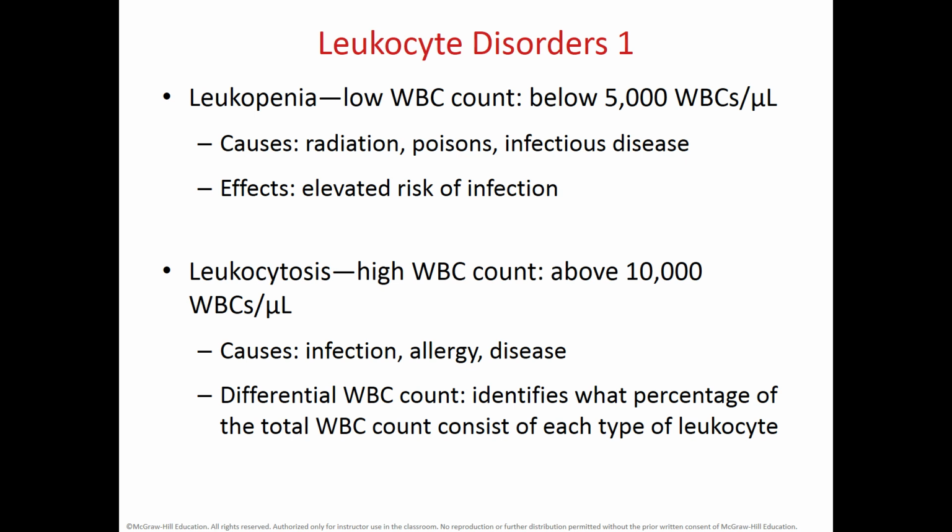The opposite of leukopenia will be leukocytosis. In this case, we'll be having a higher count of white blood cells above 10,000 white blood cells per microliter. Causes will be having infection, allergies, certain diseases. And in order to know specifically what white blood cell is increased, you have to do what we call the differential white blood cell count, that will identify which of the leukocytes is increased in percentage. And that will pinpoint what the specific problem is.